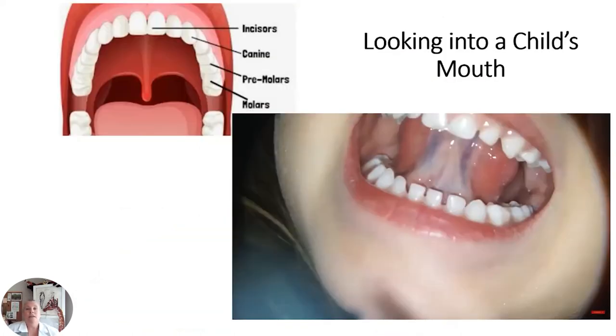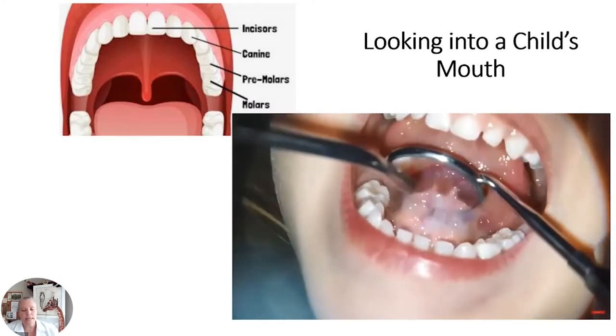All right, so again, we're going to look inside a kid's mouth, and this kid is probably a lot like your mouth, but what we're looking at again are the different types of teeth. So we're looking at the incisors in the front, the canines are the pointy ones, and then the molars are in the back. All right, so let's see what happens here. So we're looking at her mouth. She has gone to the dentist.